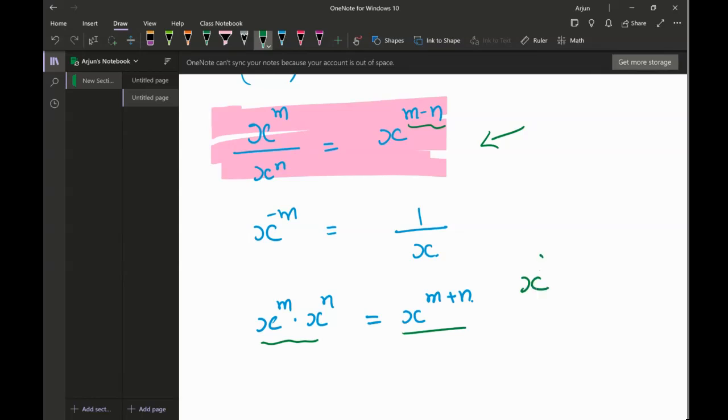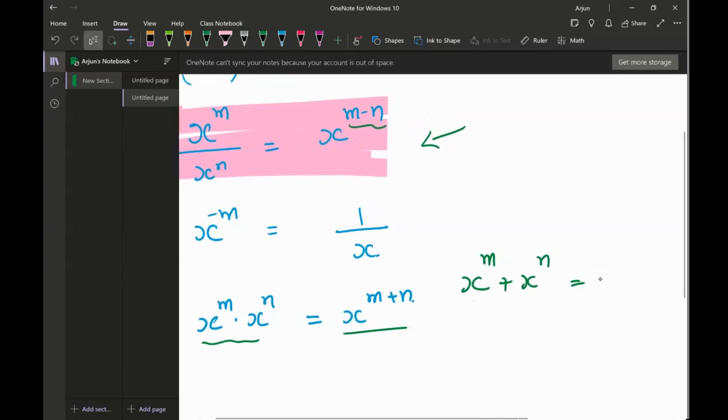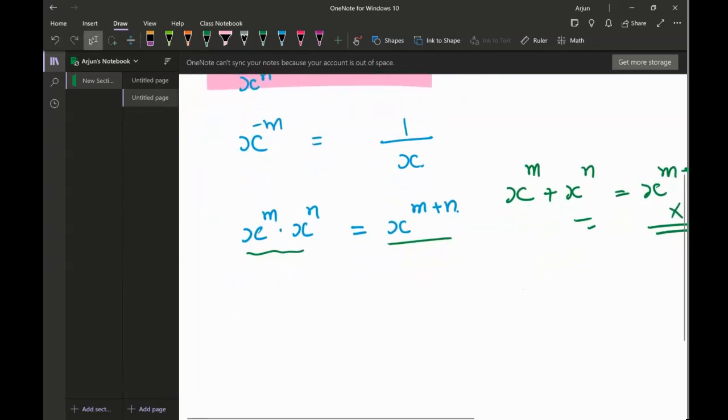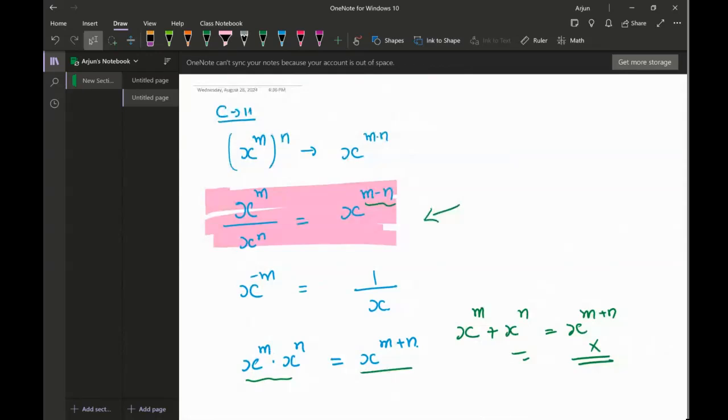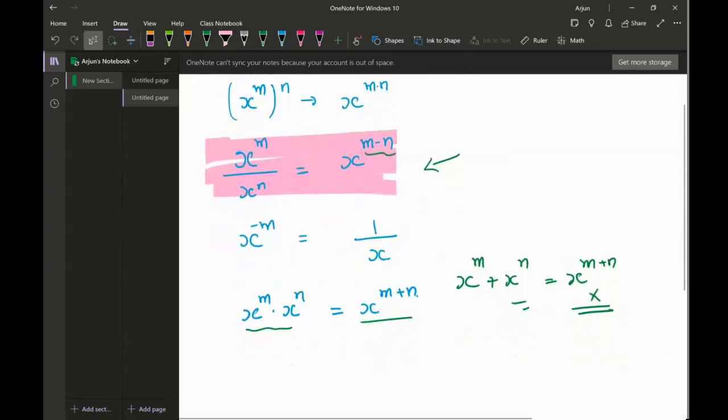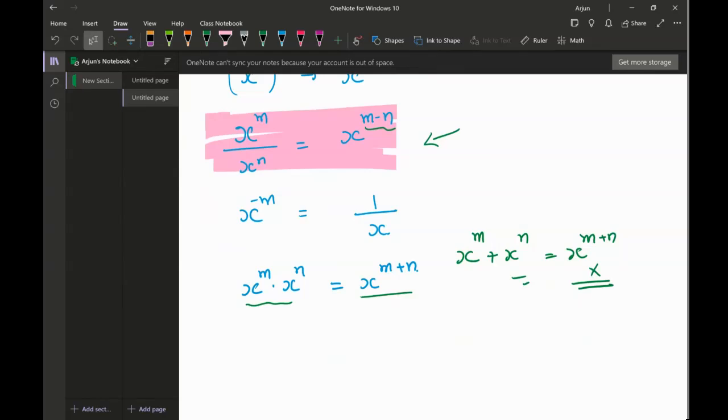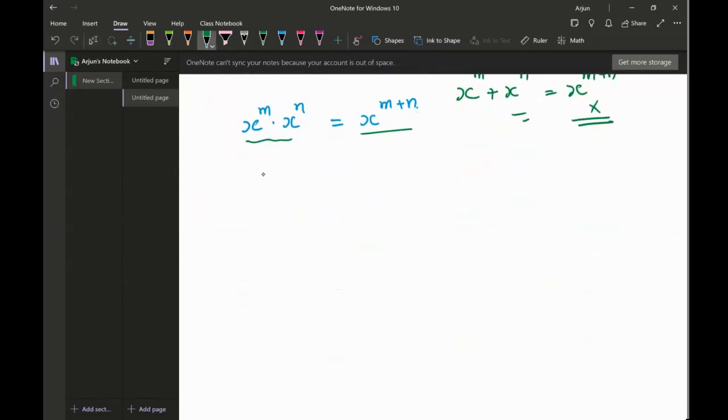So the next will be, if it is x raised to power m plus x raised to the power n, please don't start writing it as m plus n. This will be wrong. So don't do it this way. I've seen a lot of students making this mistake. So now we've written a couple of formulas here, and based on these formulas, we're going to try and simplify some questions. And just before I start simplifying the question, one more formula which I wanted to talk about: x raised to the power 0 is equal to 1.